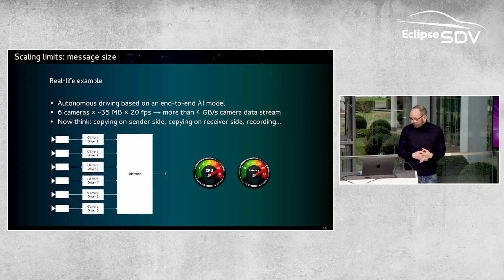This is now a real-life system. It actually runs iceoryx. We have an autonomous driving system based on an end-to-end AI model, and it takes 6 high-resolution cameras, 35 megabytes per image, 20 frames per second. So just this data stream from the camera is about 4 gigabytes per second. Now think, you copy this data on the sender side, you copy it on the receiver side. Maybe you want to have some recording with the next process, so you'll have additional copies there. So it's quite easy to end up with 10 to 20 gigabytes per second just for this small subset of your system. Consequence: high CPU load and high latency.